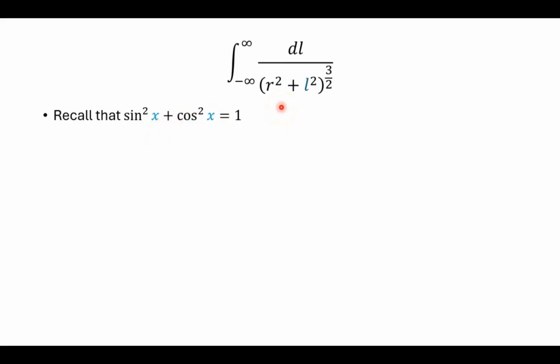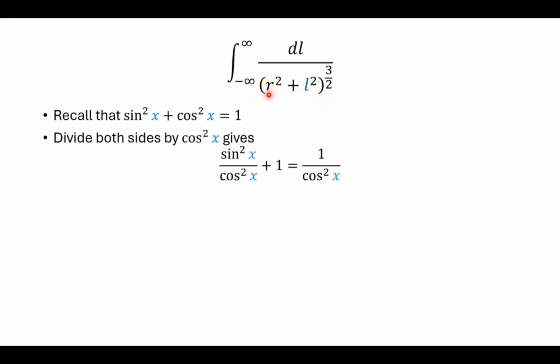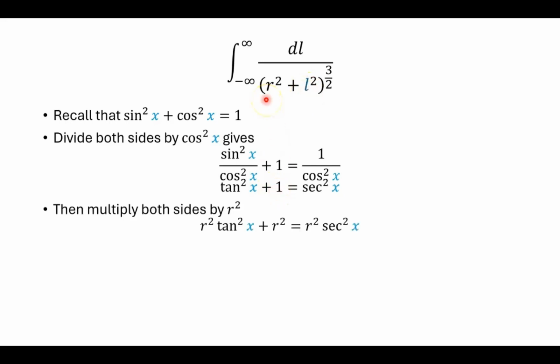Now we cannot directly use this identity because yes, the squared things are both variables, but in our case one is a constant. So what we are going to do is we just divide both sides by cos squared and get this, and sine over cos is tan and 1 over cos is sec. Now we get closer to our case because I have one variable squared and one constant. Then we multiply both sides by r squared to get it even closer. So r squared tan squared x plus r squared equals r squared sec squared x.